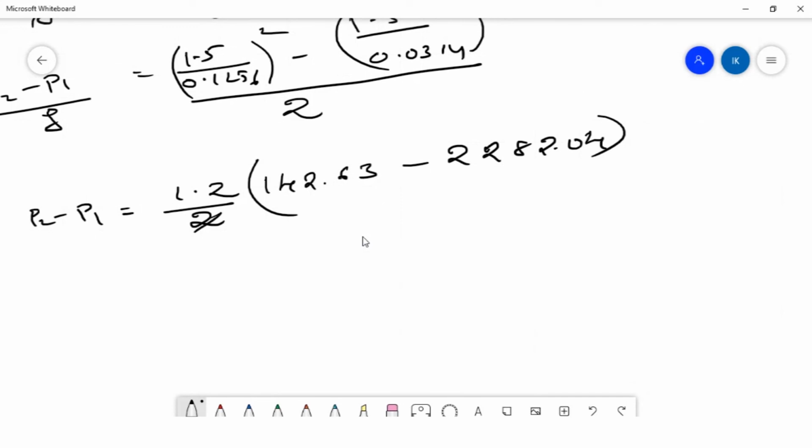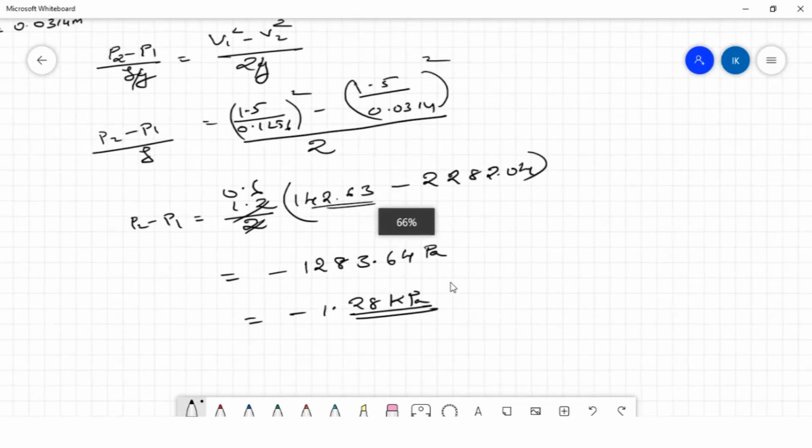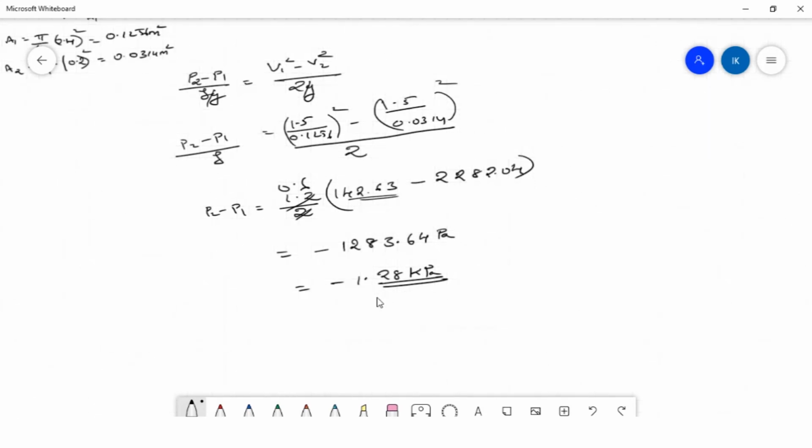Multiplying 1.2 by 2 is 0.6. Therefore, this answer is nothing but minus 1283.64 Pascal. This is nothing but minus 1.28 kilopascal. Therefore, for this question, P2 minus P1 is minus 1.28 kilopascal.